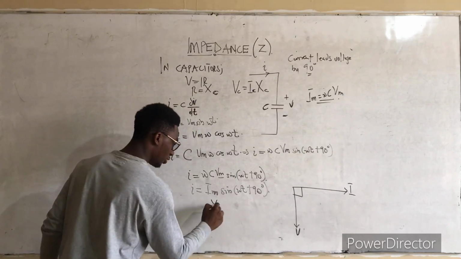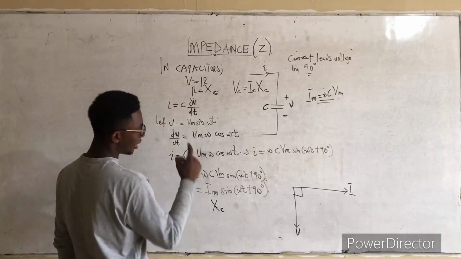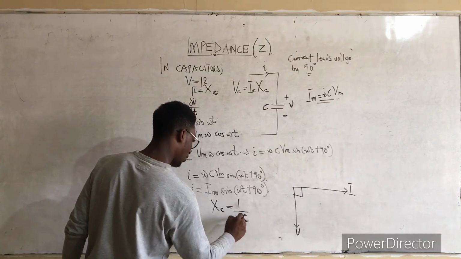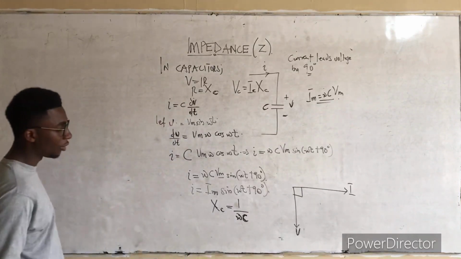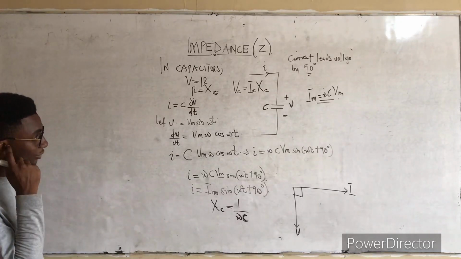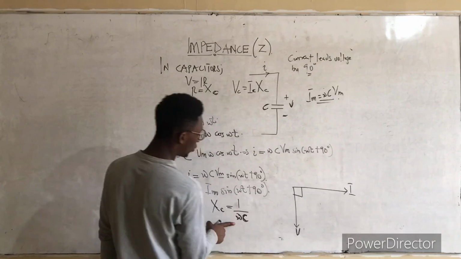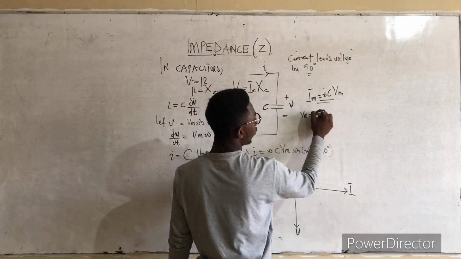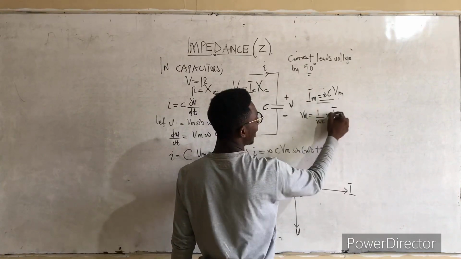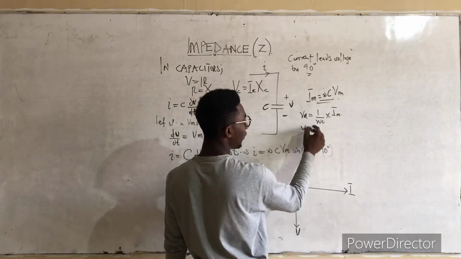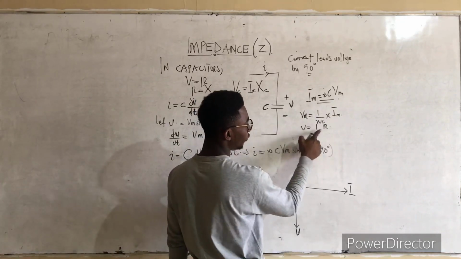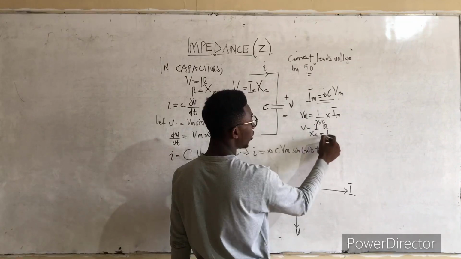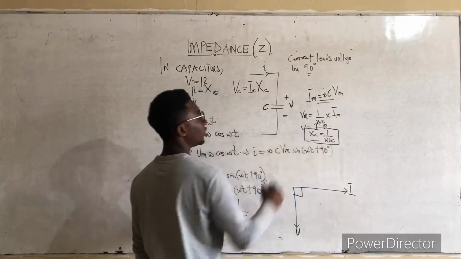Therefore, Xc, the capacitive reactance, is always equal to 1 over omega C. So how do you find the Vm? Vm is simple: 1 over omega C times the Im. If you want to find V, it follows Ohm's law; the I is the same as the Im. The capacitive reactance Xc is equal to 1 over omega C. So it's something you're supposed to take note of.